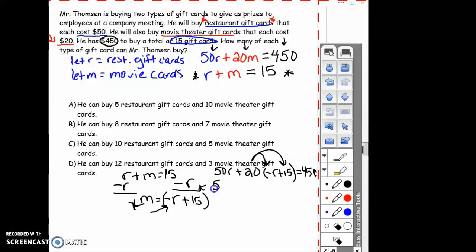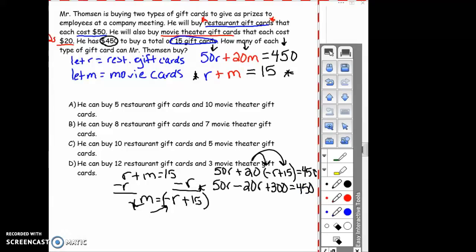This 50R I didn't touch. I didn't change it. A positive times a negative is a negative. 20 times R is 20R. 20 times 15. If you don't know what 20 times 15 is, what is 20 times 15? 300? 20 times 15 is 300, my daughter tells me. Shout out to her. Thank you, Grace.